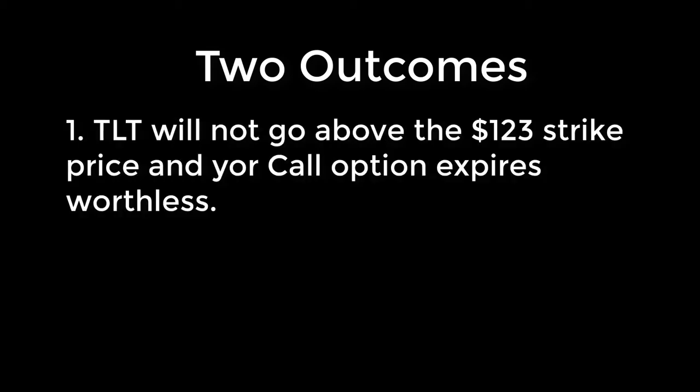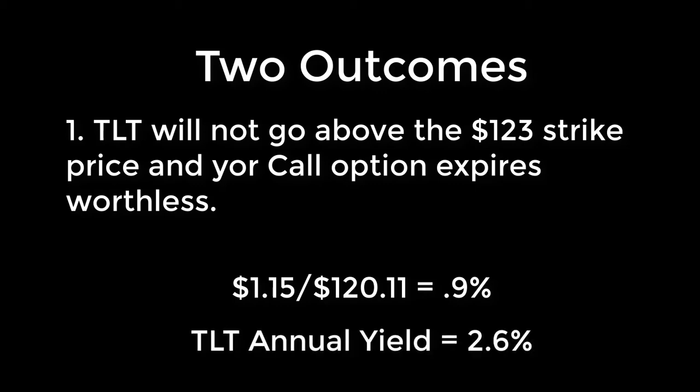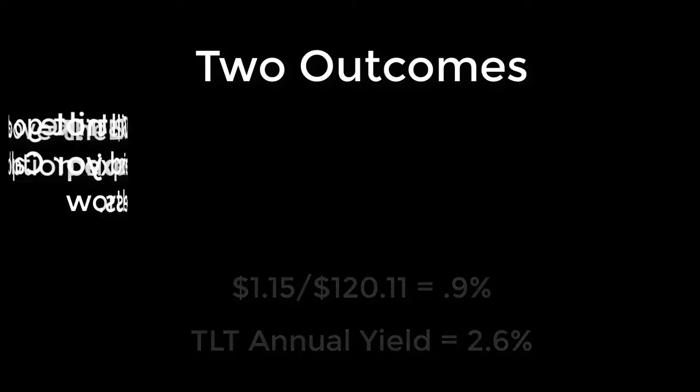Let's take a quick look at the return in each outcome. In the first outcome, TLT stays below $123 per share and we keep the premium. We invested $120.11 per share and keep $1.15 per share premium. That is approximately a 9/10% return for the period. TLT pays 2.6% annually, and if you could do this 4 times per year, you could push your annual return to approximately 6%.